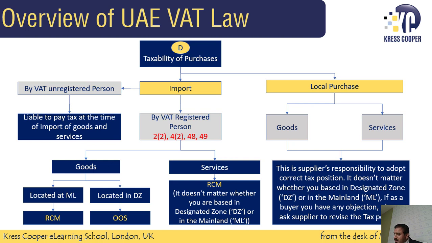Next, taxability of the purchases. In section D, we have taxability of the purchases. So I have classified these purchases into two categories. First, local purchase. Second is import. Local purchase: if we are buying anything from the market, might be goods, might be services, it is the supplier's primary responsibility to adopt a correct tax position. It doesn't matter where the buyer is based. Might be the buyer is based within a designated zone, or outside the designated zone, might be a registered person, or an unregistered person. This is the supplier's primary responsibility to adopt the right position. So I am leaving it for the time being. We are not focusing on it.